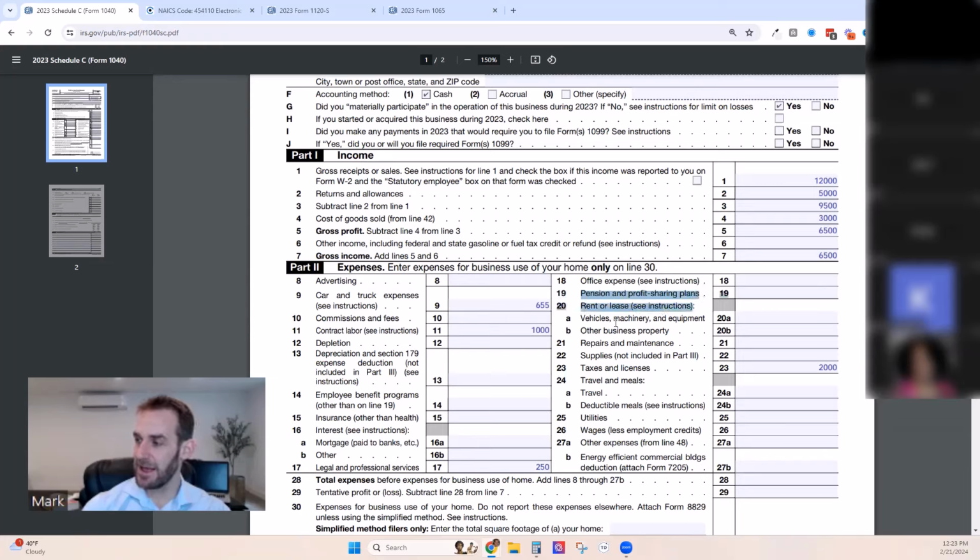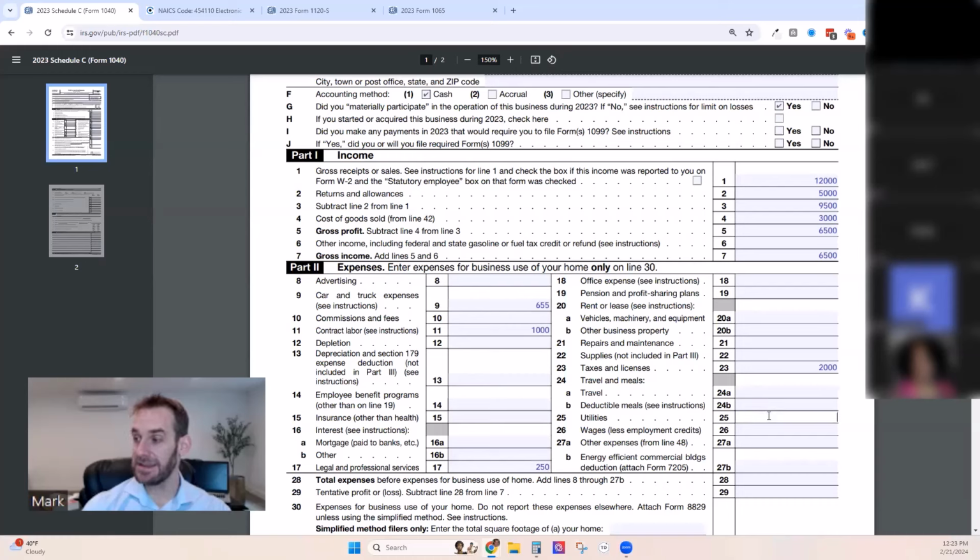Pension and rent are less common. Vehicles, yeah, this is rent as well. Well, for rent, you might rent a storage unit. Maybe you rent a warehouse, that would go here. Repairs and maintenance. Supplies is often a big one that I fill out for resellers. Travel and meals is another one.